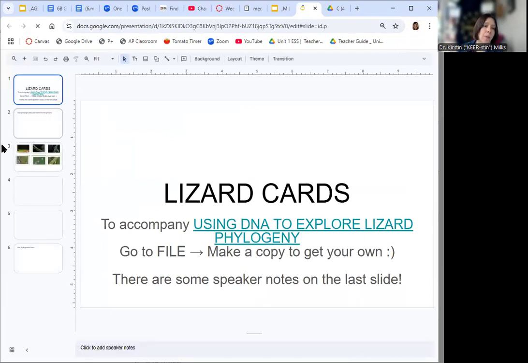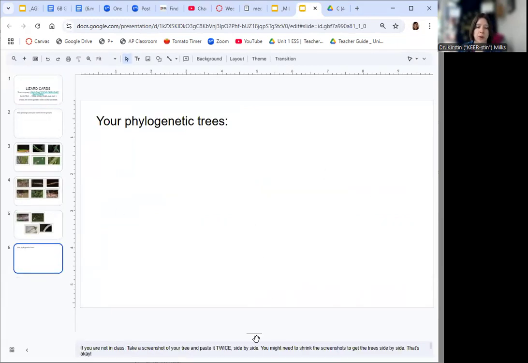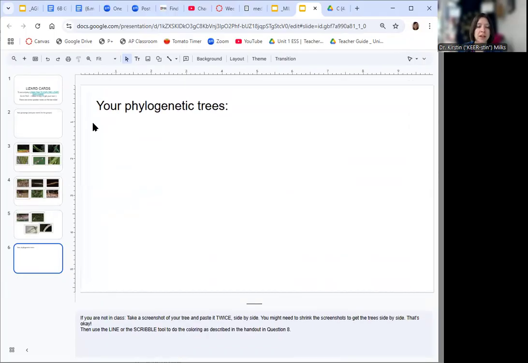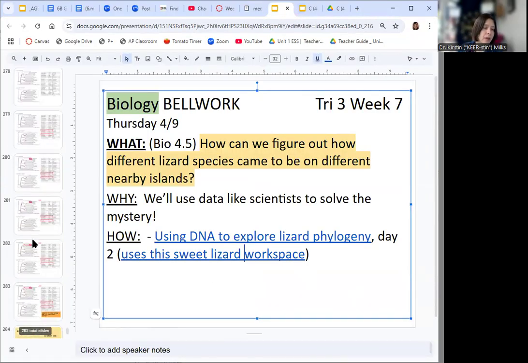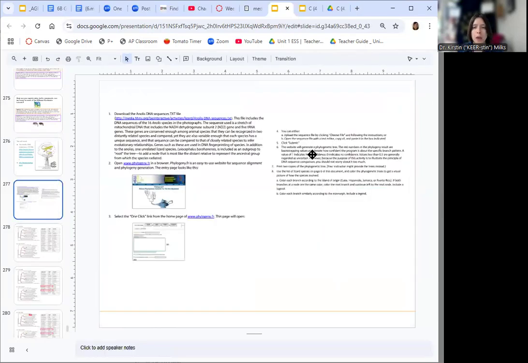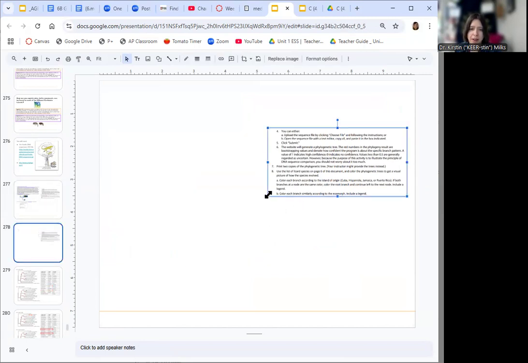If you are doing this assignment digitally, here are the lizard cards. You made your own copy when you sorted them around. Here's the place where you're going to do the trees. So it says, if you're not in class, take a screenshot of your tree and paste it twice side by side. You might need to shrink the screenshots to get the trees side by side. That's fine. And then you're going to use the line tool, which is this one, or the scribble tool, which is what I use in the example I'm going to show you in a minute, to do that color coding that we're going to look at together. Let me get back to that instruction page.